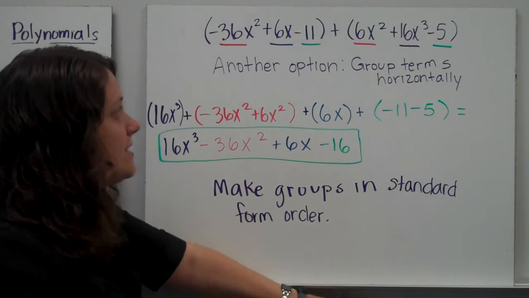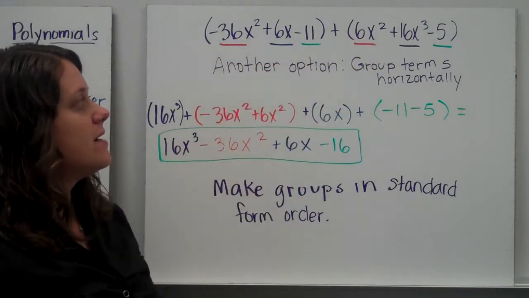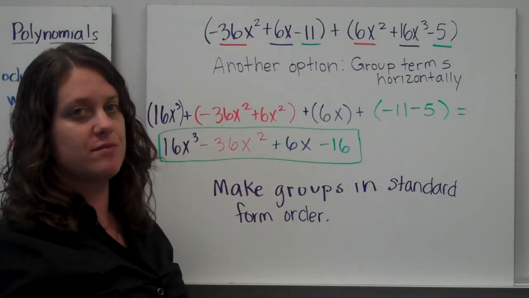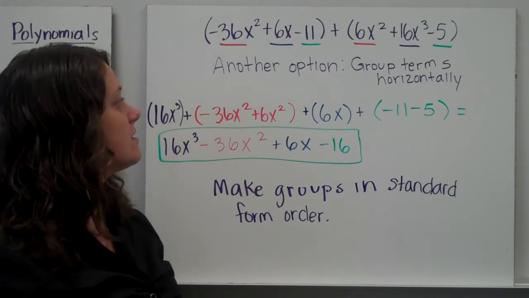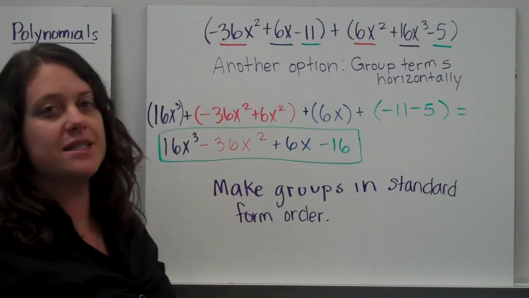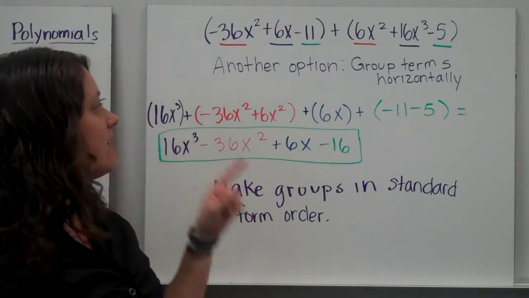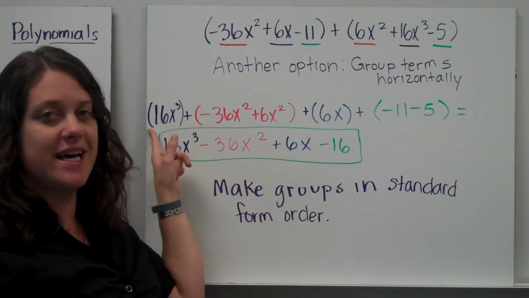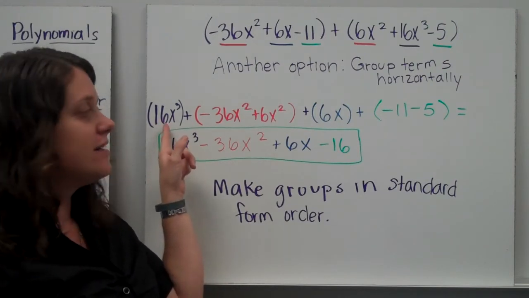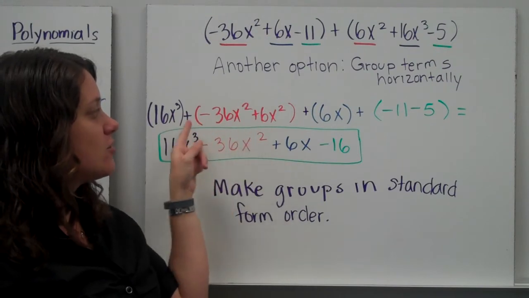Okay, so another way to do this, here's our example at the top. Another option is to group the terms horizontally. So just like it looks, I'm going to group them horizontally. I still put them in standard form, so I have the biggest one up here, 16x to the 3rd with the highest degree. Then I group together the x squared.